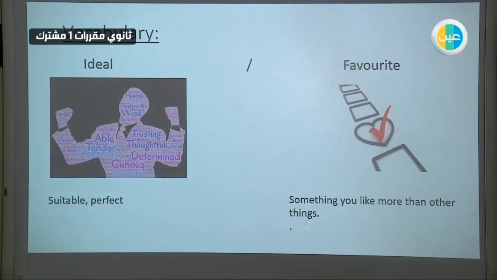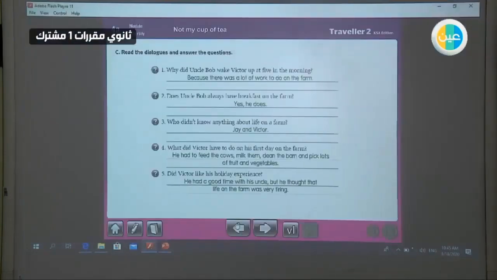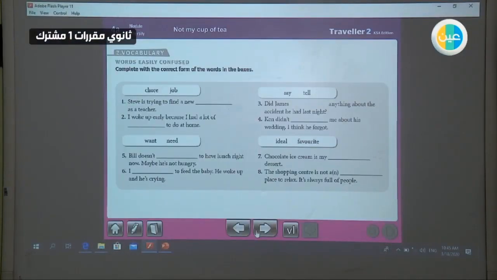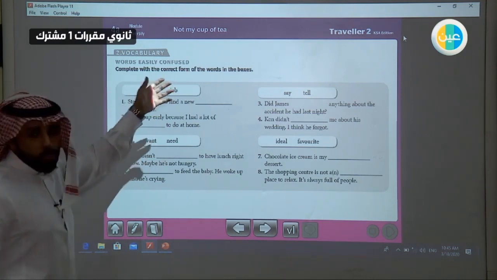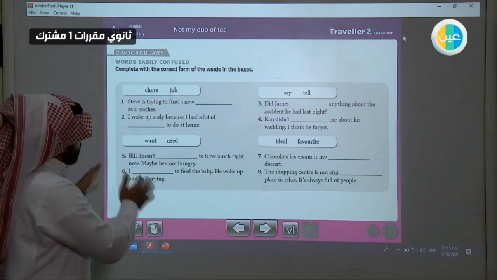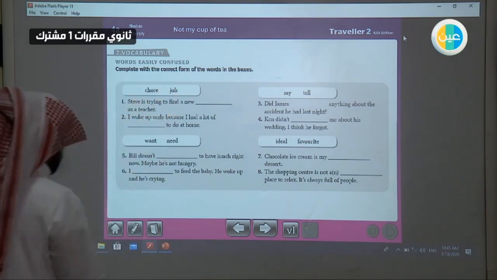Now please take a moment and try to answer the question about words easily confused. Words easily confused, that means words difficult to choose. Like it's difficult to choose between the first and the second words.